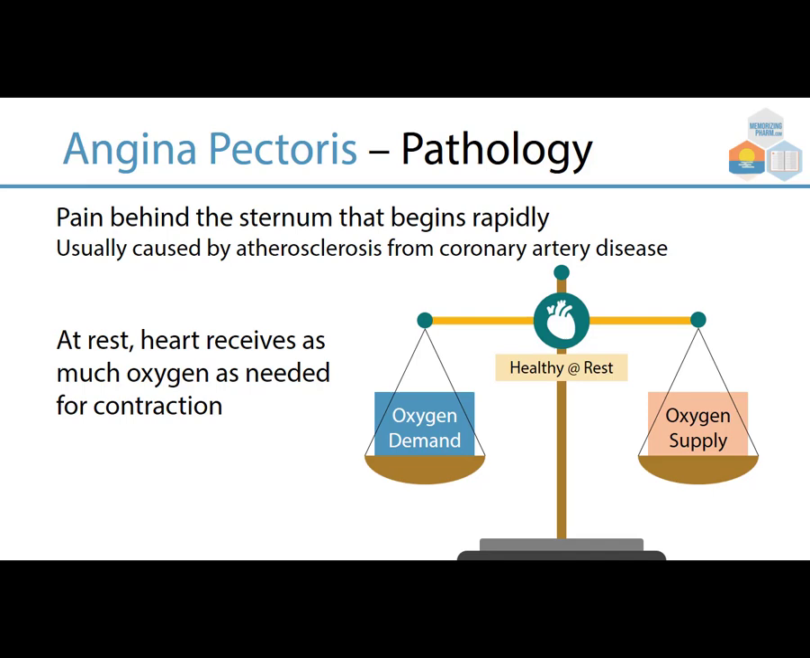So the pathology behind angina begins with this pain behind the sternum, and it starts pretty rapidly. Usually it's caused by some kind of atherosclerosis from coronary artery disease. But at rest, the heart receives as much oxygen as needed for the contraction, so oxygen demand meets oxygen supply, and we can represent this by a scale, and this scale is even. There's no tipping of demand or no tipping of supply.